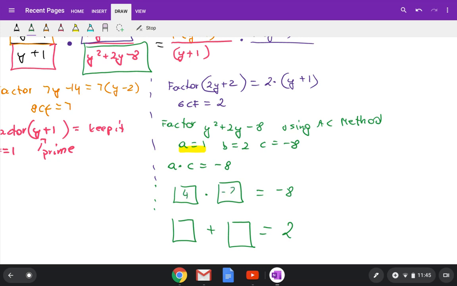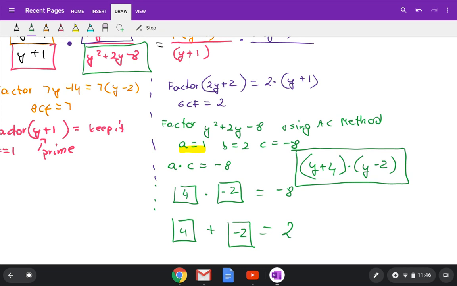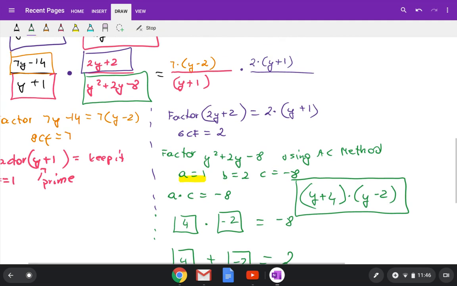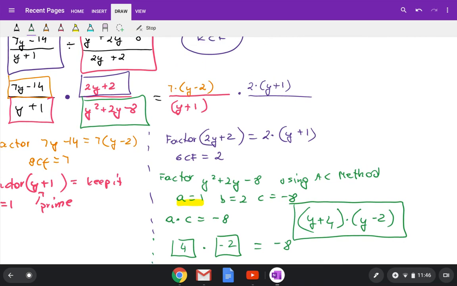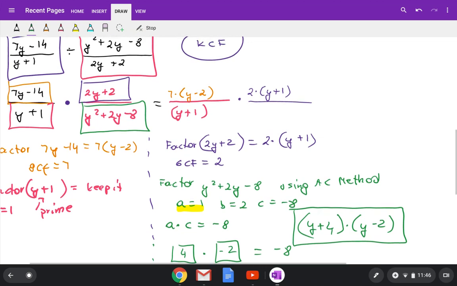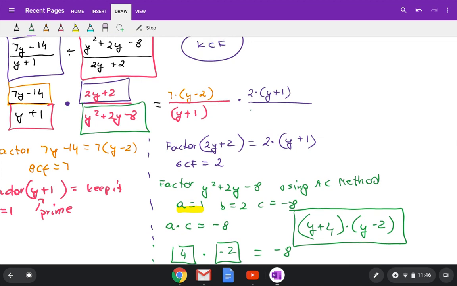4 and -2. Okay, and now we're going to create two factors: y plus 4 times y minus 2. We don't need to worry about factoring GCF because the leading coefficient A was equal to 1. So let me go back to our problem, and y squared plus 2y minus 8 we're going to rewrite as y plus 4 times y minus 2.